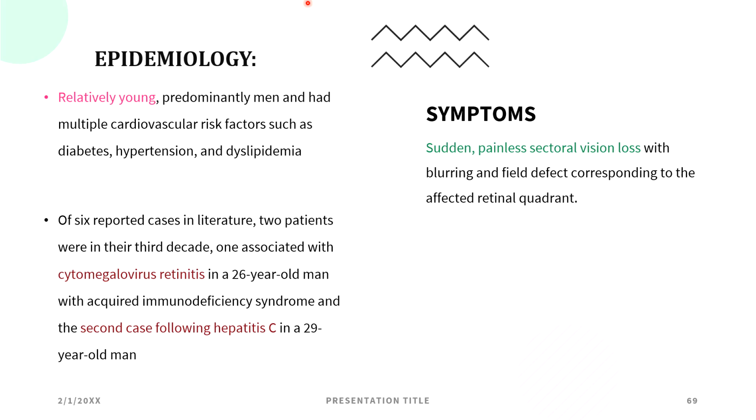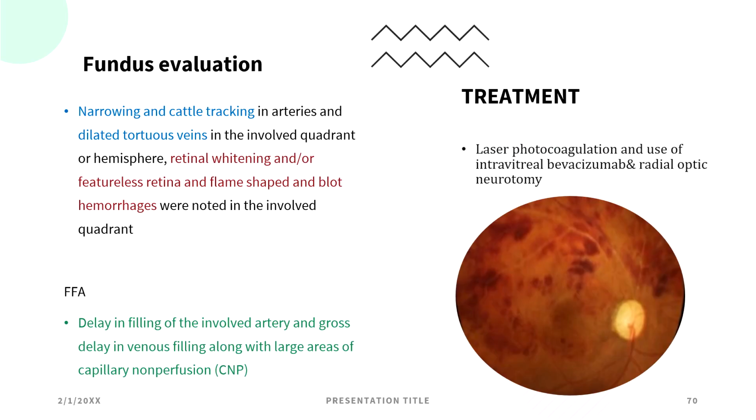Symptoms are sudden painless sectoral vision loss with blurring and a field defect corresponding to the affected retinal quadrant. Fundus evaluation shows narrowing and cattle-tracking in the artery and a dilated, tortuous vein in the involved quadrant or hemisphere. There will be retinal whitening or featureless retina and flame-shaped and dot blot hemorrhages. On fundus fluorescein angiography, there will be delay in filling of the involved artery and gross delay in venous filling, along with an area of capillary non-perfusion.